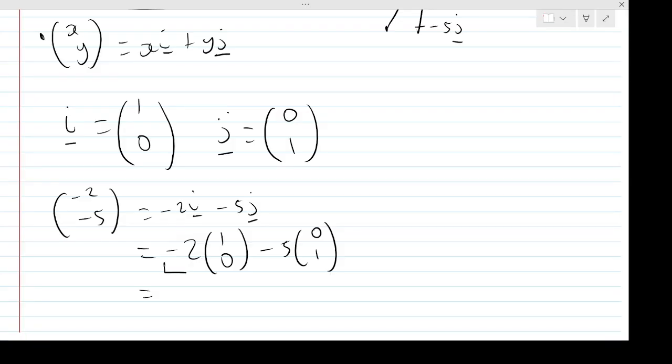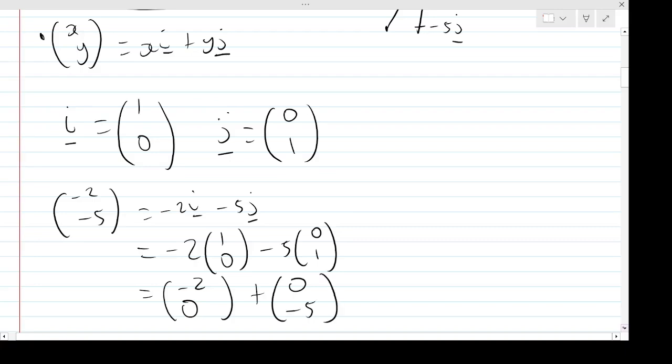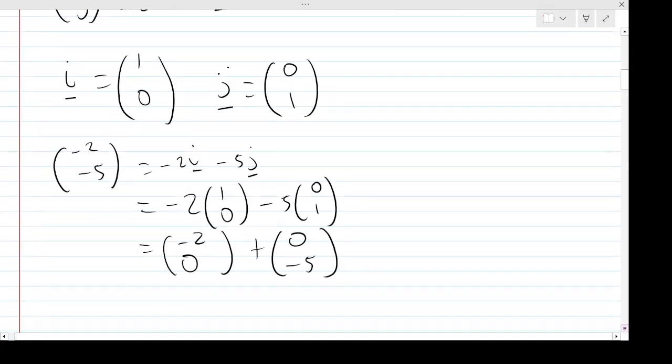So we multiply the number -2 firstly by the top and the bottom numbers. So -2 times 1 is -2, and then -2 times 0 is 0, and then -5 times 0 is going to be 0, and then -5 times 1 will be -5, okay? And so then if we add these two vectors together, we get (-2, -5), and there we are. We end up with that vector there, the column. So i and j are exactly the same thing as column vectors, as you can see here.